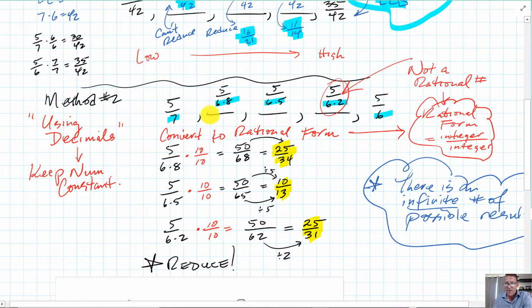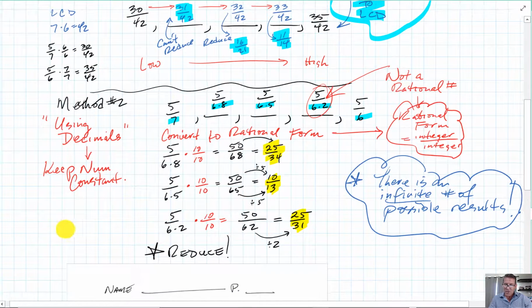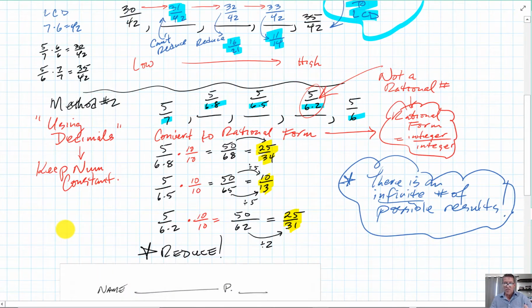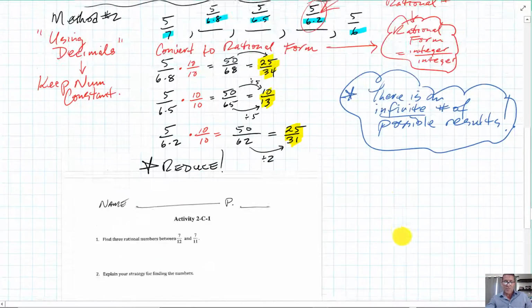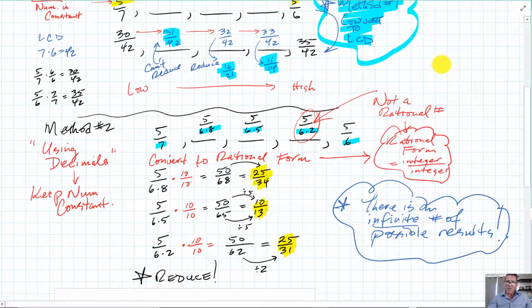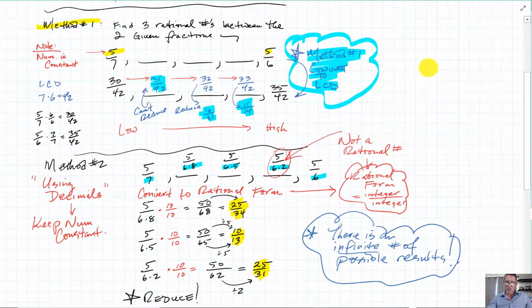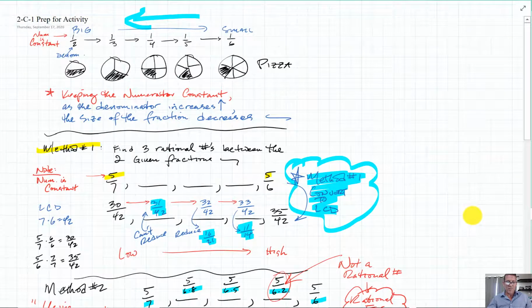So when I ask you to find rational numbers between the two given, you have to make sure that the final results are in rational form. After you use your decimal method here, you have to convert, which is pretty simple. You know how to reduce. That's a common technique taught many years ago, and then you get the three results. Then you can try it on your own in activity 2C1. That's just a short little intro or summary of what to do, going back to basics here.